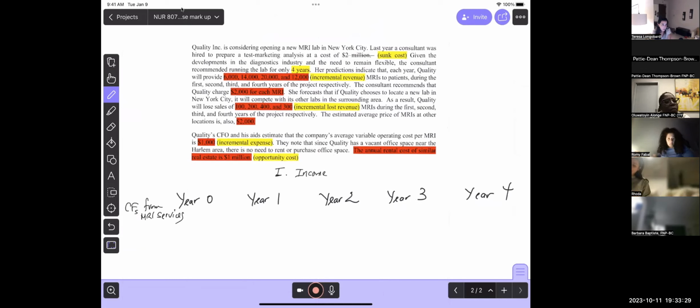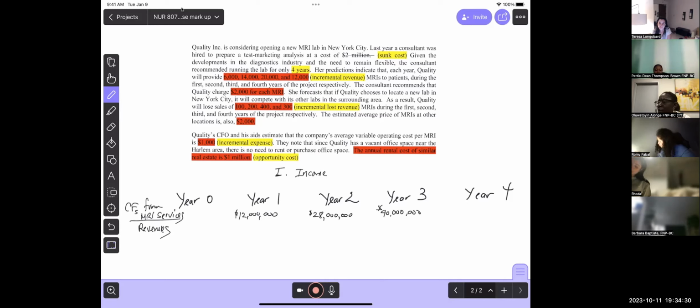So what's going to go here? Revenues. I'm not going to call it sales, I'm just going to call it revenues. What do I put? It's 6,000 times 2,000. That's 12 million. Right. 12 million. I'm going to put revenues first in this column. And the second year? 28 million. And the third year? 40 million. And the fourth year? 24 million.